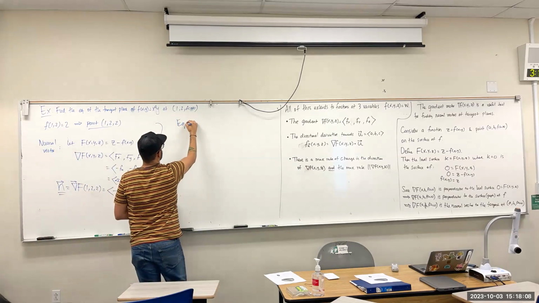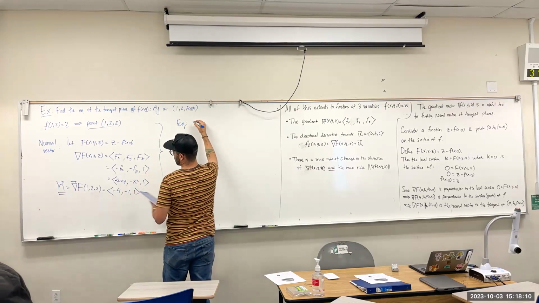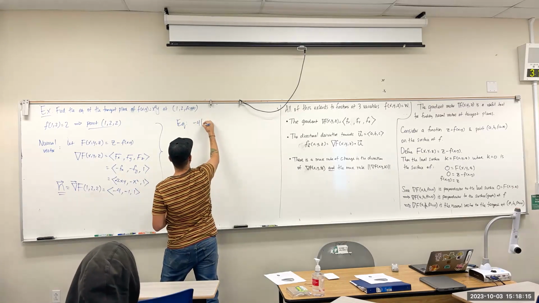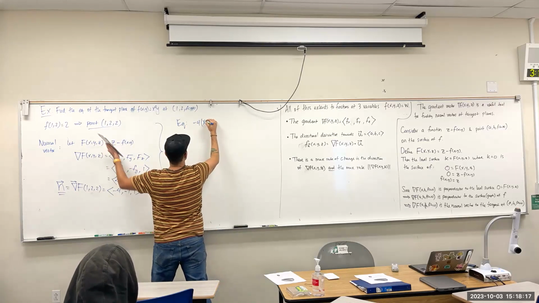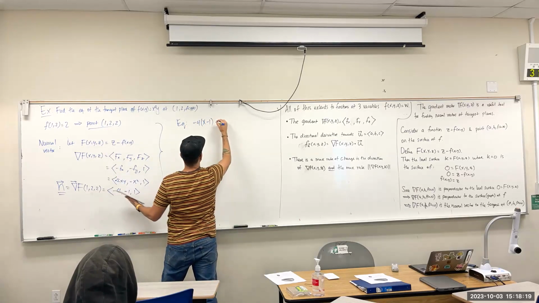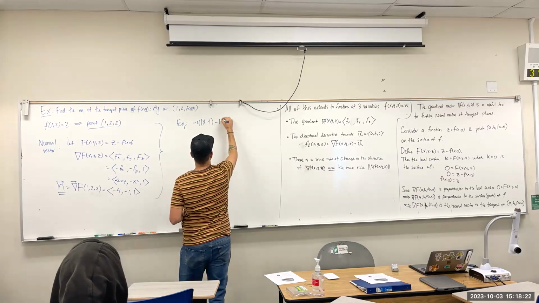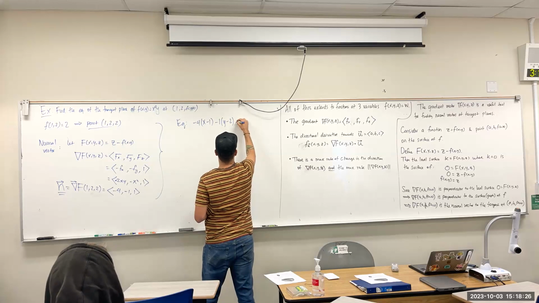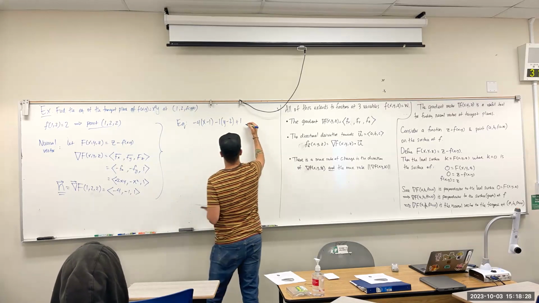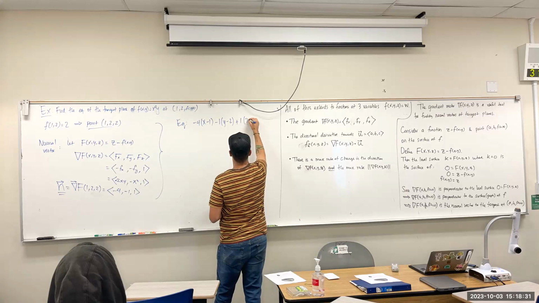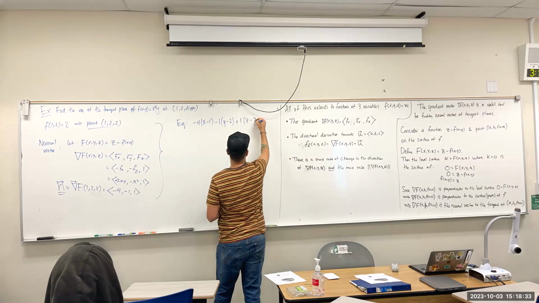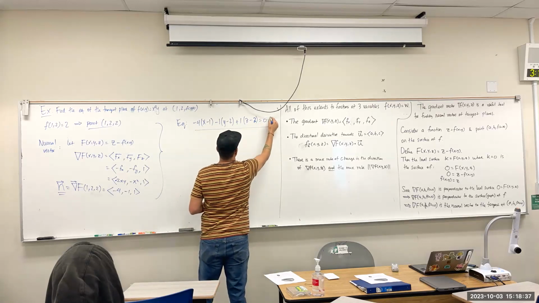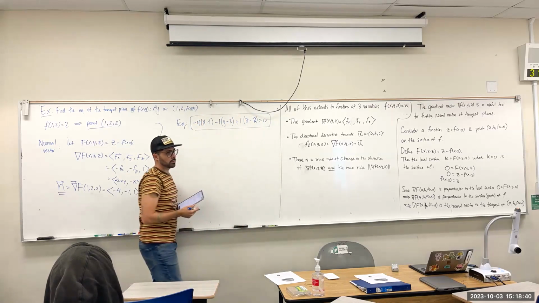So this is the normal, this is the point. And so then the equation is going to be negative 4 times x minus the x coordinate of the point, negative 1 times y minus the y component of the point, plus c here, which is 1, times z minus the z component of the point, and then you can simplify it if you want. That would be your equation.